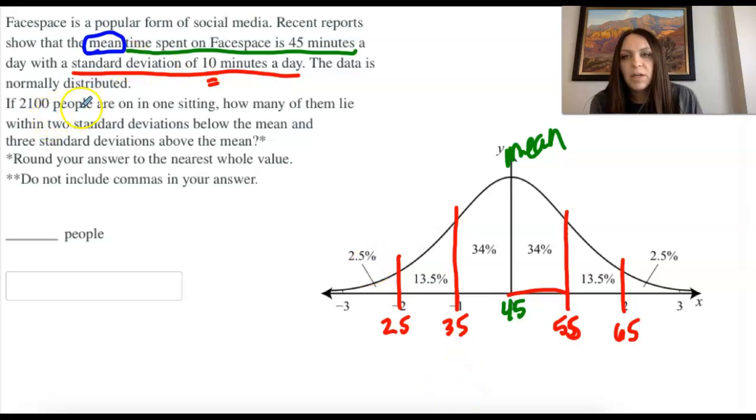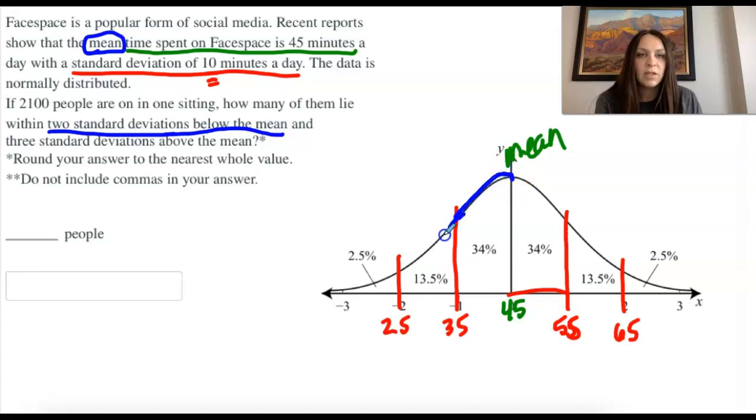So if 2,100 people are on in one sitting, how many of them lie within 2 standard deviations below the mean and 3 standard deviations above the mean? So I'm going to start there. Here's the mean. 2 standard deviations below would be here's 1 and here's 2. So this chunk, and 3 standard deviations above the mean. So 1, 2, 3, all the way out here.